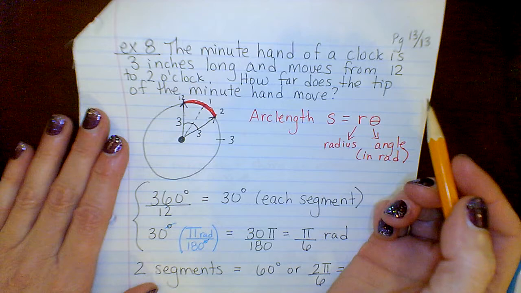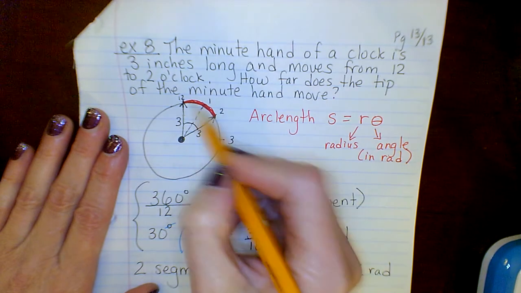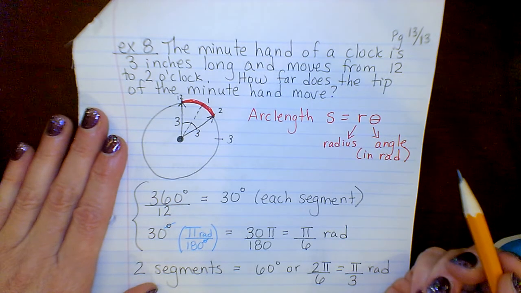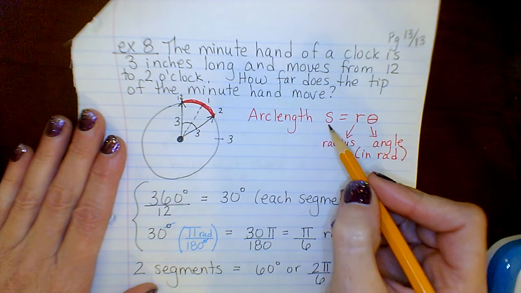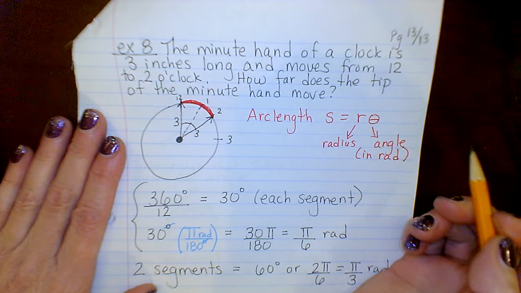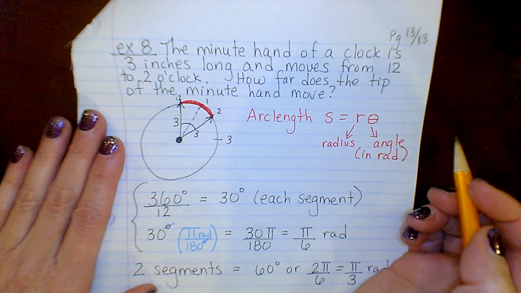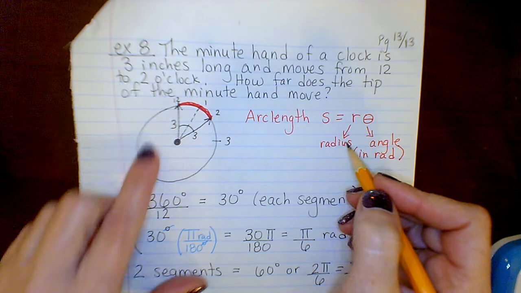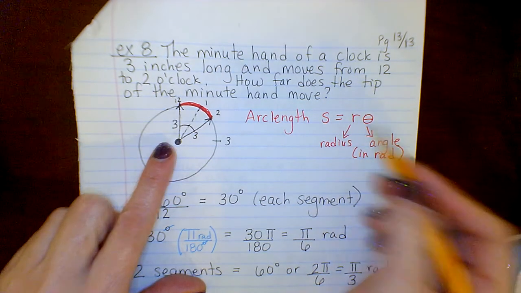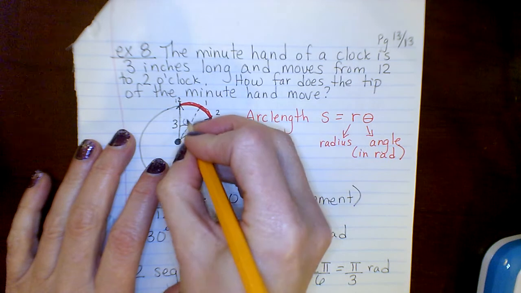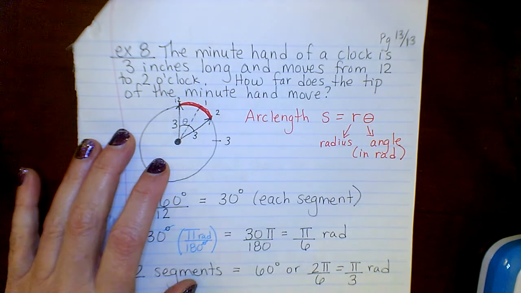So how far does it move? Now, that's asking for the arc length, which is S is equal to R theta. So that's your arc length formula. R stands for the radius, which is 3. And theta, this angle right here, boop. Now I put it right there.